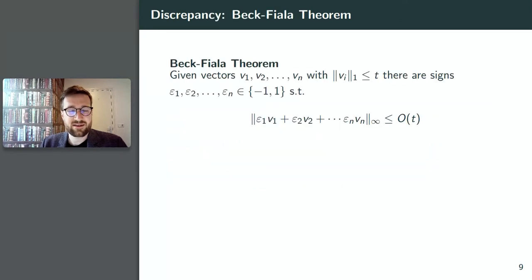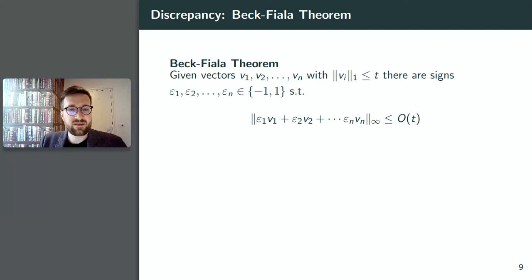And let's start with the Beck-Fiala theorem, which is one of the classical theorems in discrepancy theory. I state it here in a variant that is convenient for me to use later on, and the variant is as follows. We have vectors v1 until vn in some dimensional space. It doesn't matter the number of dimensions. What is important is that the L1 norm of each vector is at most t. So that means if you sum up the absolute values of all the components for one particular vector, then the sum is at most t.